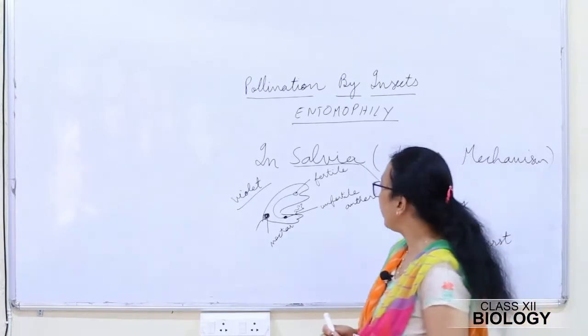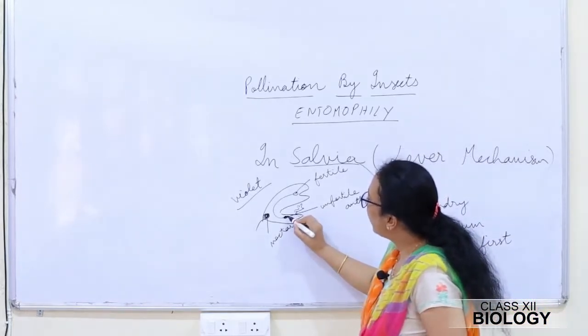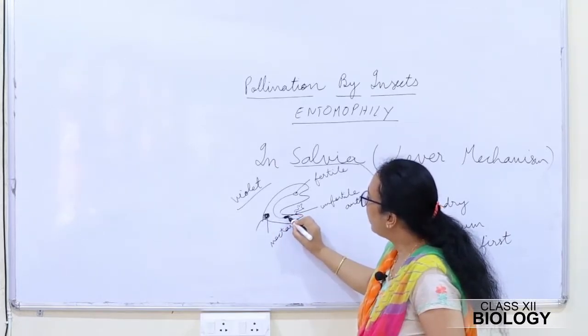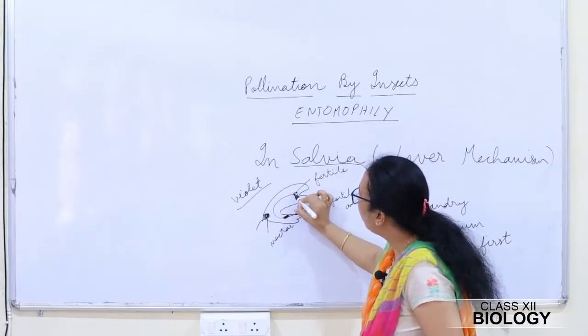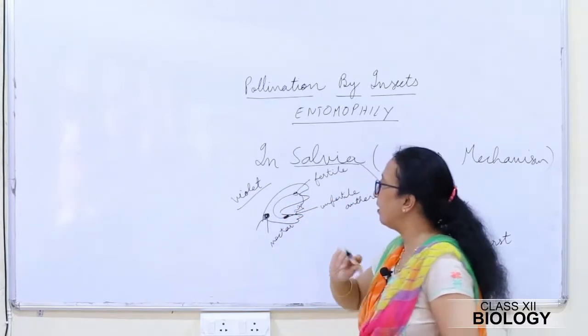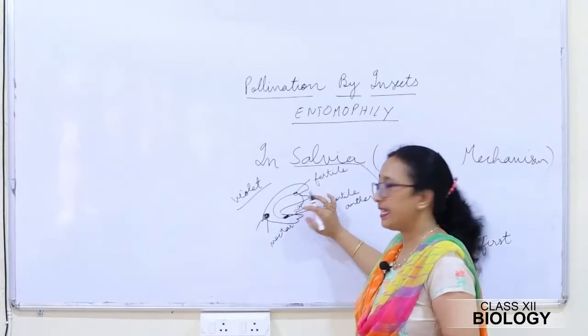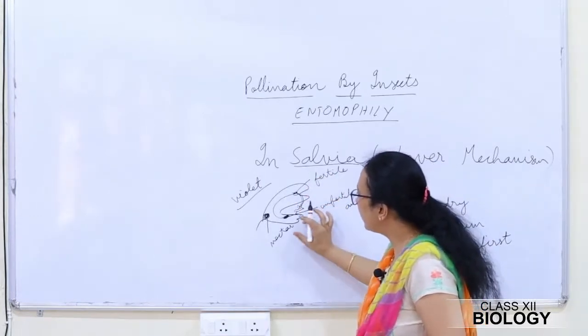Salvia follows protandry. So what happens? When it is gaining entry towards the pollen grain, it lands on this pollen. It will land on this anther. This anther, if you see, has got a long filament. It will come and dust on the body of the insect. It will come and lie because it is gaining entry.